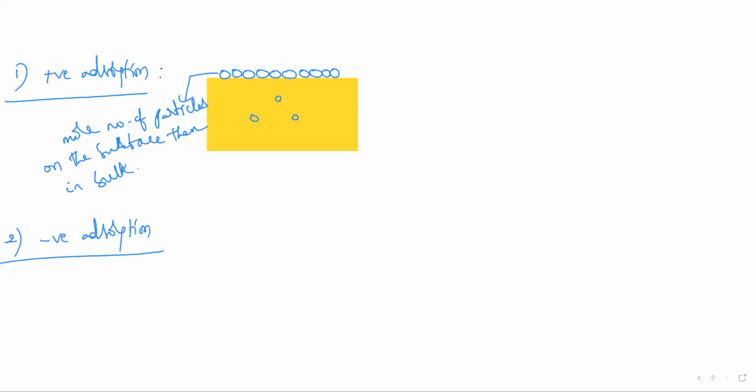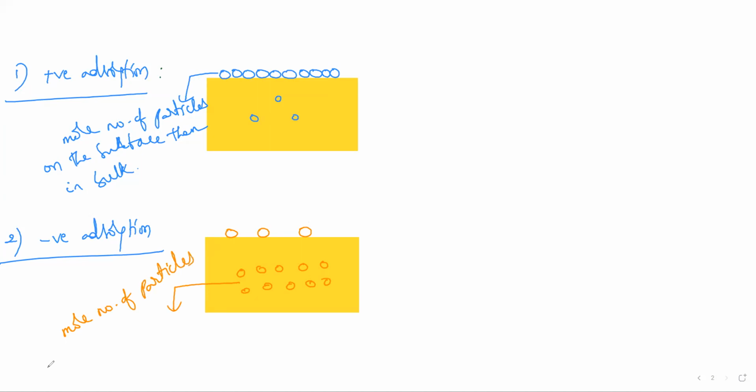Next, negative adsorption. So take it in opposite way. Consider an adsorbent like this. If adsorbate molecules on the surface are less than the molecules penetrating into the bulk, so here more number of particles in bulk than present on the surface. So that is what we call negative adsorption.